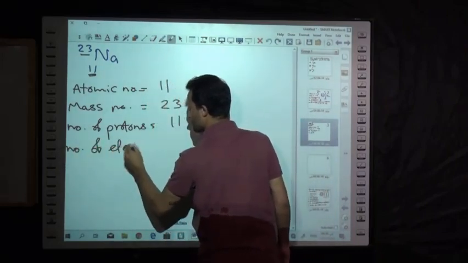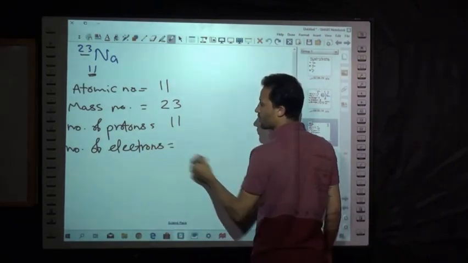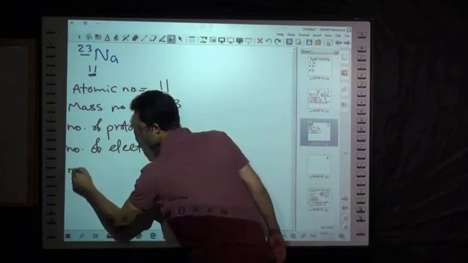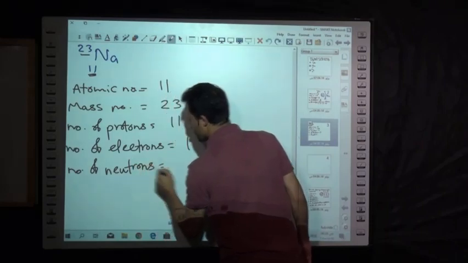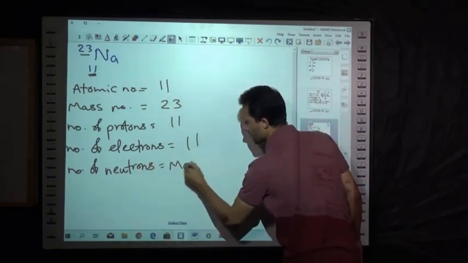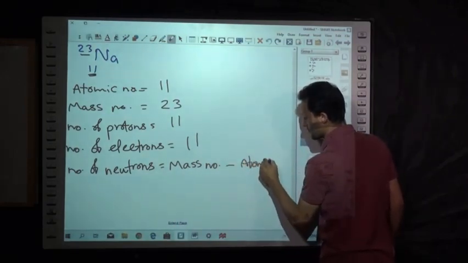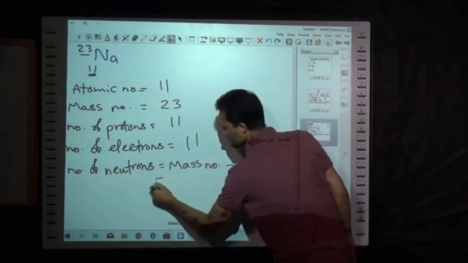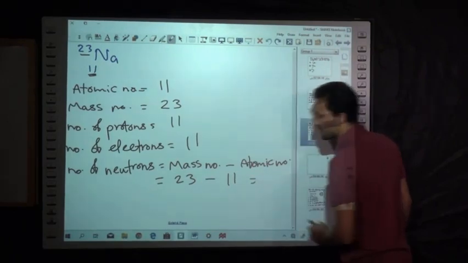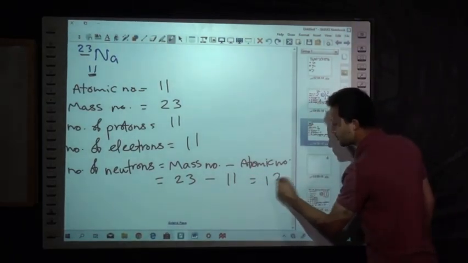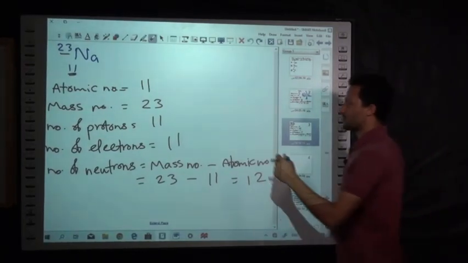Number of electrons also equals the number of protons, equals 11. Number of neutrons, from the law, mass number minus atomic number. Mass number equals 23 minus atomic number 11, so the number of neutrons equals 12. Now let's draw the electronic configuration of sodium.